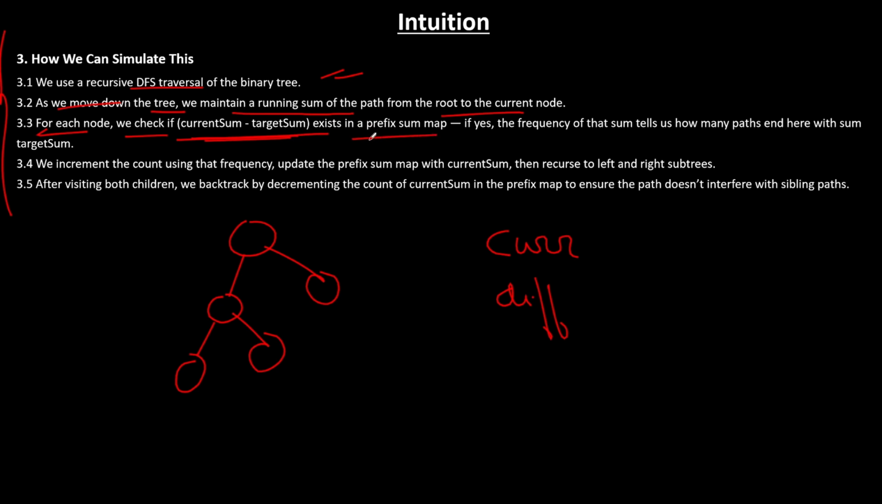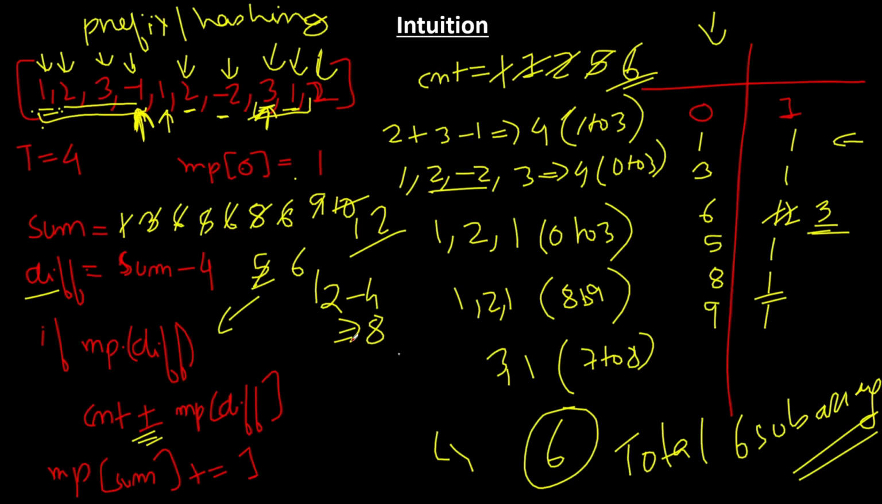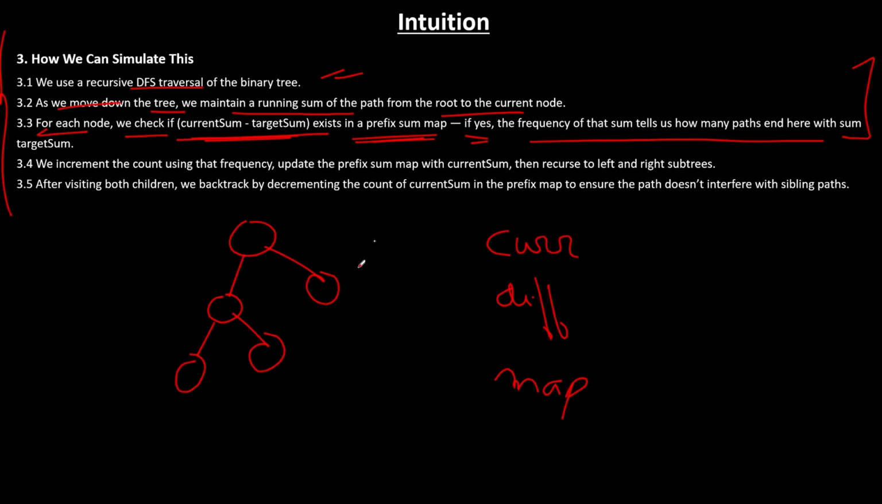If it exists in the prefix sum map, the map which we created already, we increase the frequency. If you could see, this is exactly the same thing which we did here. We check for the sum, we check for the difference, we check if it exists in the map. If it exists, we add up the sum here. We increment the count of the frequency and update the prefix sum, same thing.